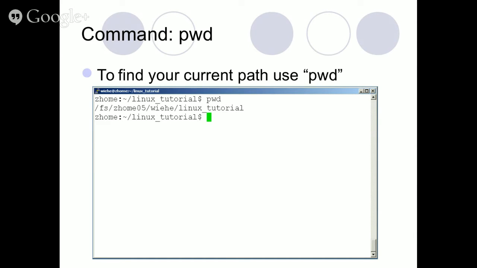Now, to find your current path, you can use pwd, and pwd will bring up your current path. So if you see here in this example, pwd shows the home directory and then the Linux tutorial, and so that's the current path. And if you're following along, go ahead and bring up your terminal and do these particular commands as well, just so you can see what's actually going on.